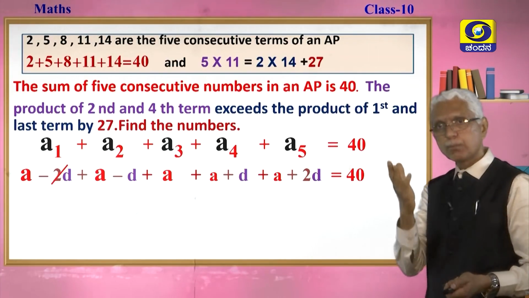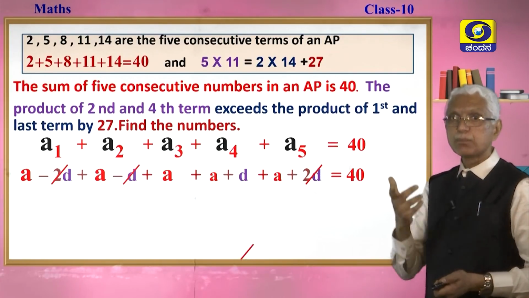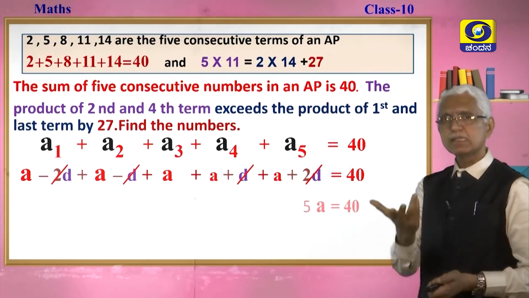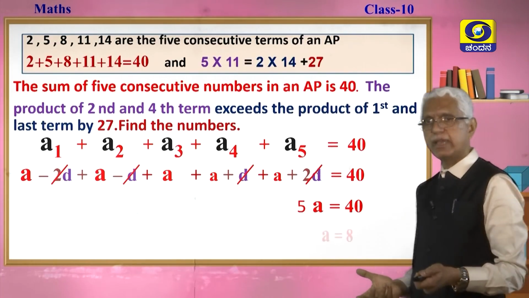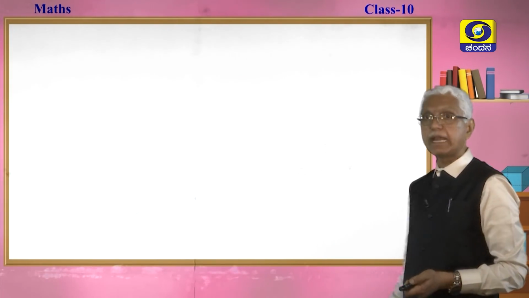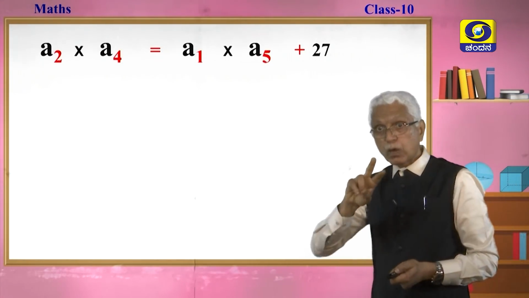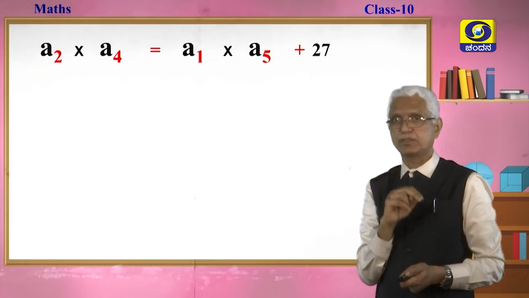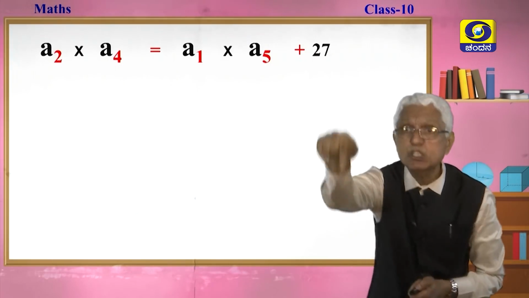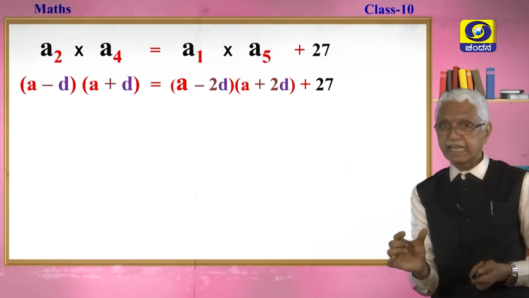Minus 2d plus 2d gets cancelled. Minus d plus d gets cancelled. You are only left with a. How many a's? You check and you add. It is 5a. 5a is equal to 40. a is equal to 40 divided by 5. a is equal to 8. You have got a as 8. Please check what they have given. The product of the second and the fourth is equal to the product of the first and the fifth plus 27. Okay, the mere substitution. What was the second term?